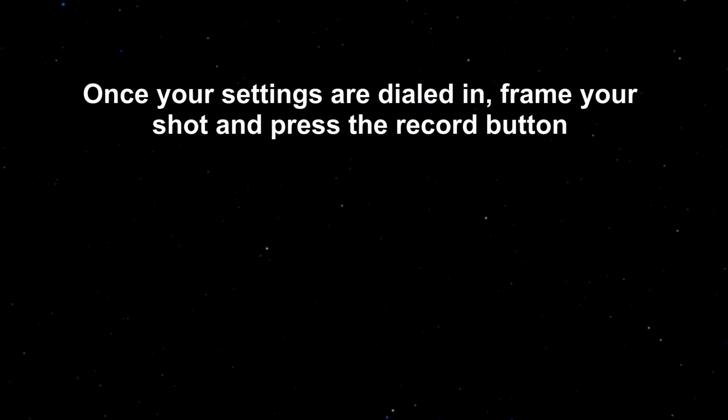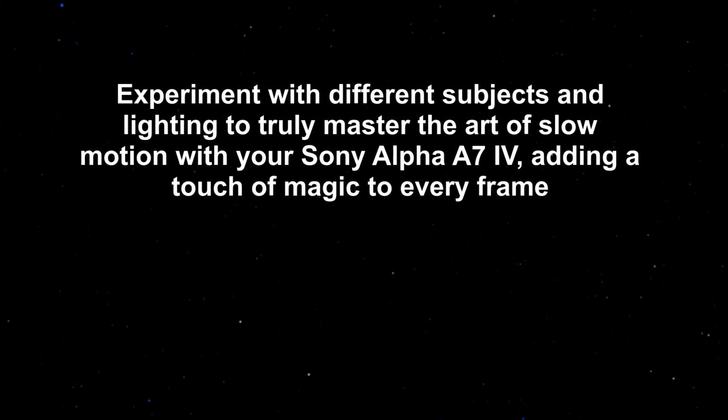Once your settings are dialed in, frame your shot and press the record button. When you play this back in your editing software, you'll be able to set its playback speed to 24 or 30 frames per second, creating that mesmerizing slow motion effect. Experiment with different subjects and lighting to truly master the art of slow motion with your Sony Alpha A7 IV, adding a touch of magic to every frame.